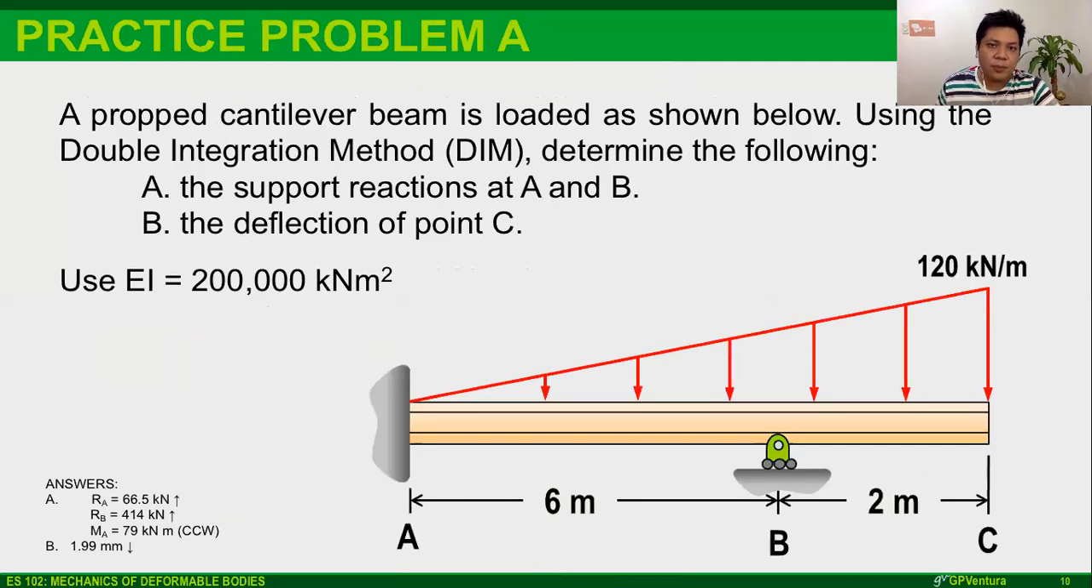Next problem is practice problem A. We have here a prop cantilevered beam, and using DIM, we're being asked to solve the support reactions at A and B. We have here the flexural rigidity already, which is 200,000 kilonewton meter squared. So at this point, kindly get a snapshot of the figure as I transition to my solving board.